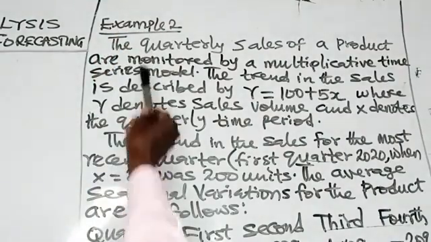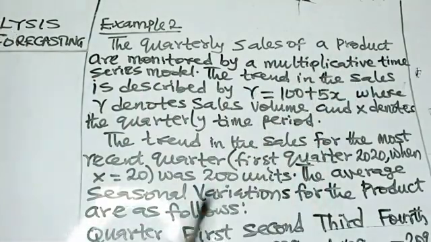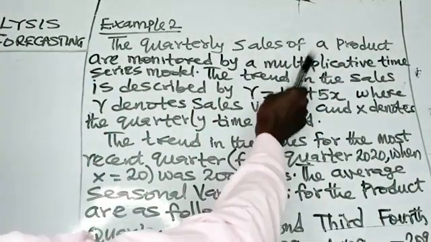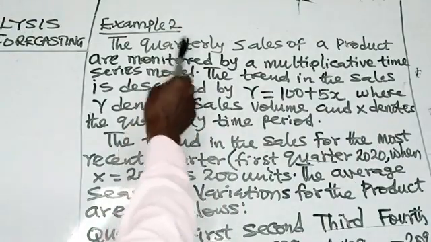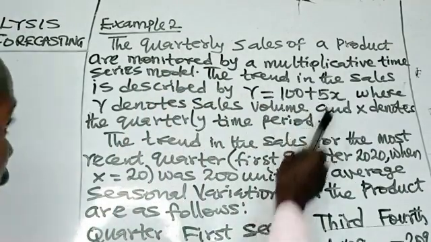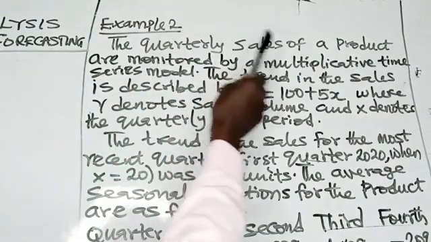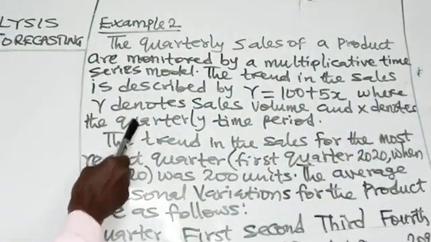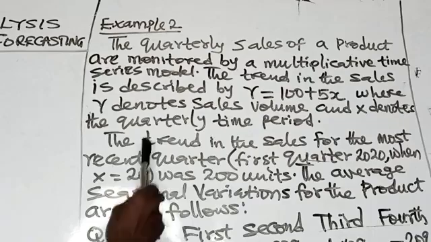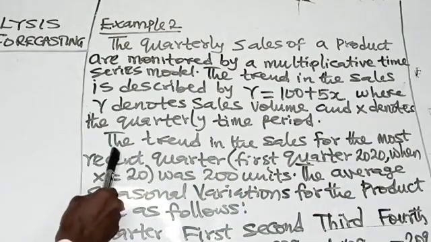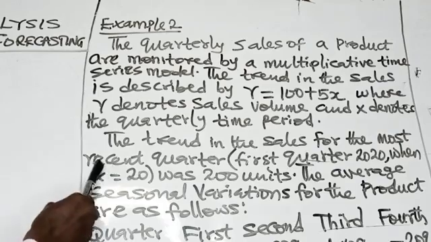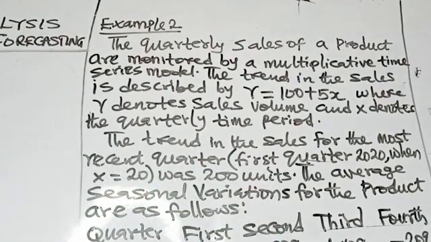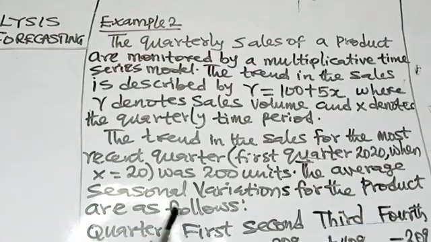Example 2. The quarterly sales of a product are monitored by a multiplicative time series model. The trend in the sales is described by y equal to 100 plus 5x, where y denotes sales volume and x denotes the quarterly time period. The trend in the sales for the most recent quarter, first quarter of 2020, when x equal to 20, was 200 units.